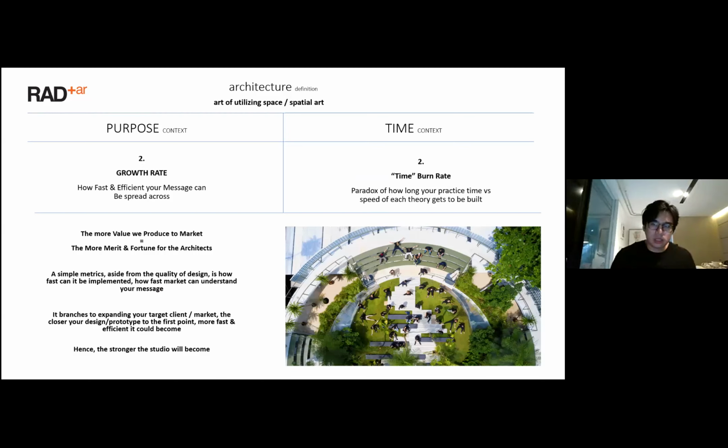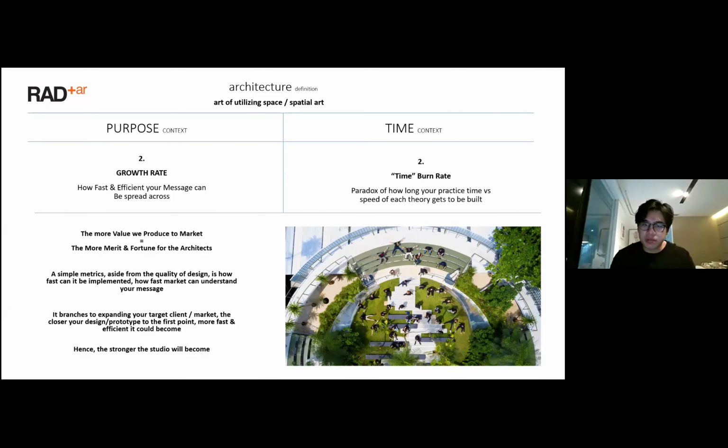Another point we'll highlight is how we divide it into two: how fast and how efficient. Because for us right now as young practitioners, efficient is number two. Number one is how fast we can create each prototype. So for most of our projects, we try to build them under a year's time.